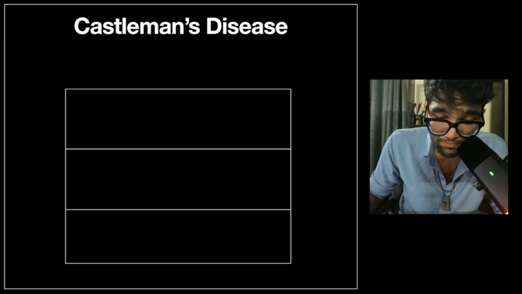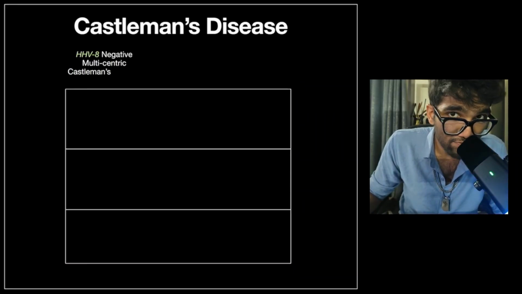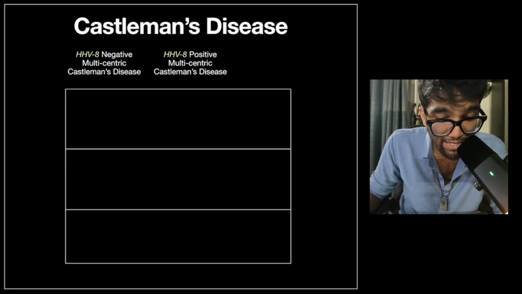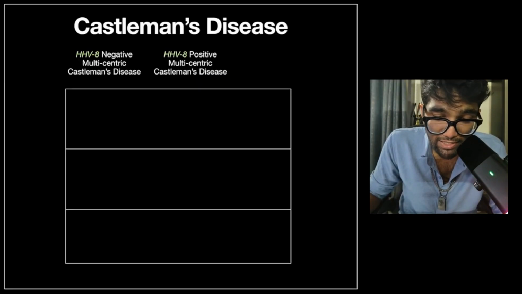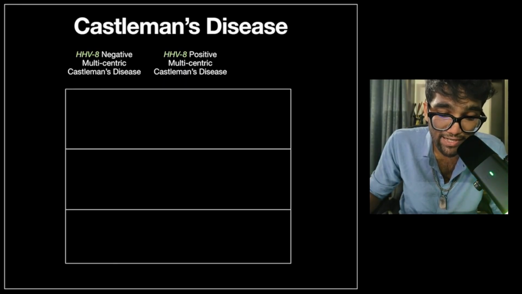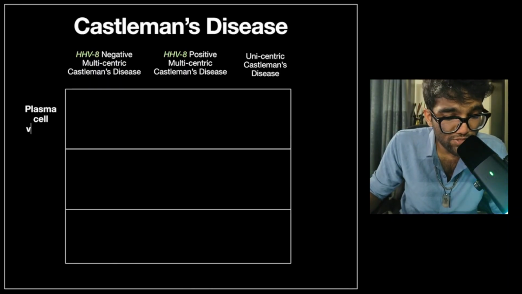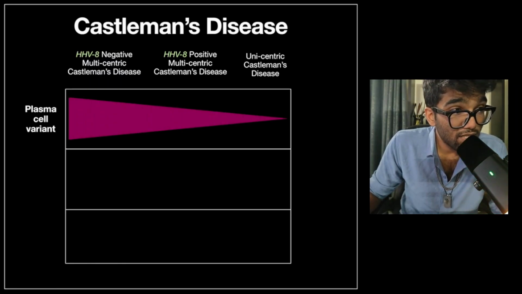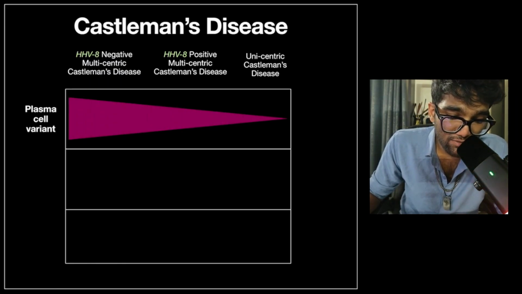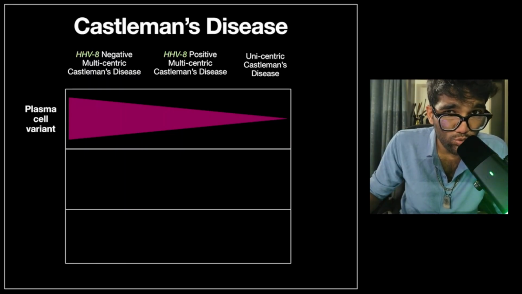Okay. Now, Castleman's disease clinically is of three types. It can be multicentric Castleman's disease that is HHV8 negative. It could be multicentric Castleman's disease that is HHV8 positive. Here, HHV8 stands for human herpes virus 8. And it could be unicentric, that is, clinically there is only one single lesion. Now, the pathophysiological spectrum, that is, of the plasma cell variant, you find predominantly in HHV8 negative multicentric Castleman's disease, which is actually the true neoplasm. We'll get to this in the next discussion in this series.